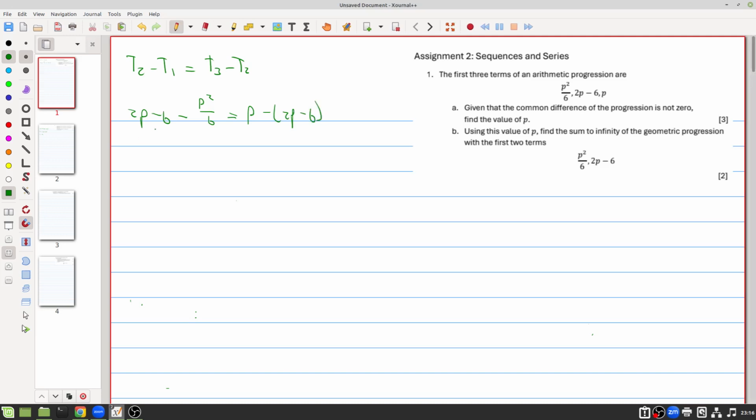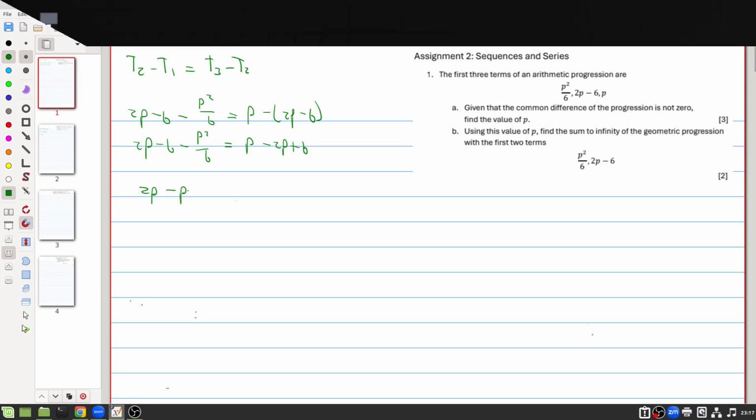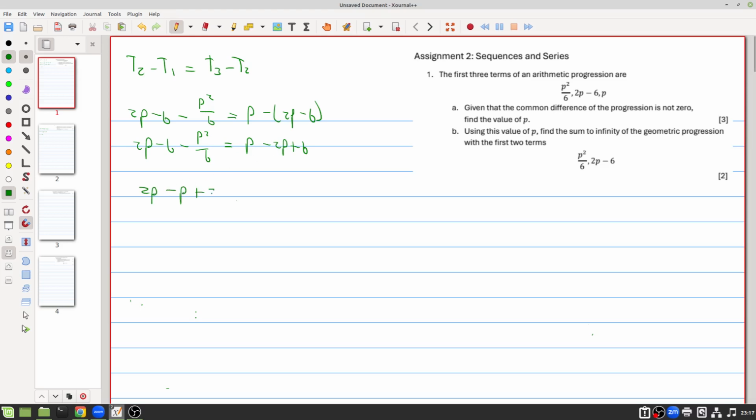On the left hand side, let's just keep that as it is for now and multiply out the brackets on the right hand side. Equals p minus 2p plus 6. Okay, so let's collect everything to one side. So we've got 2p, and then we bring this p across, so minus p, bring this minus p across, so we get plus 2p. And then we've got minus 6, so minus 12.